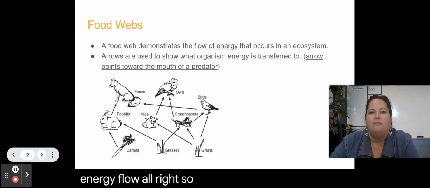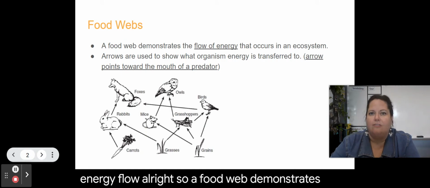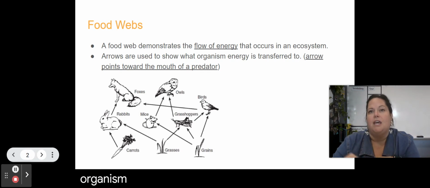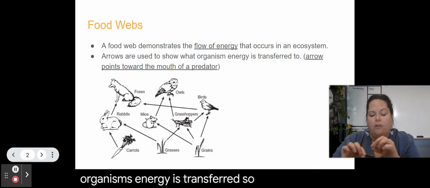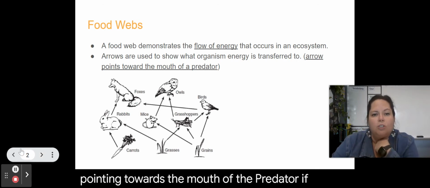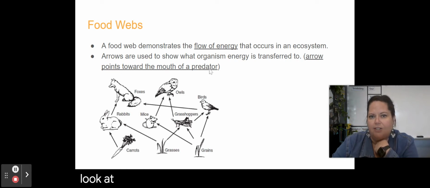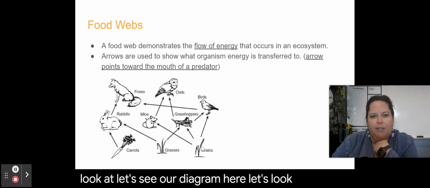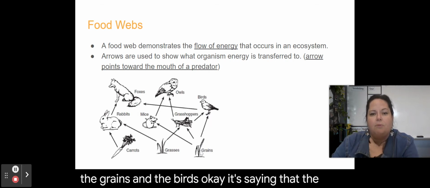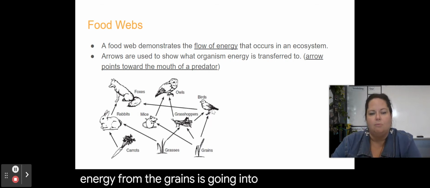All right, so a food web demonstrates the flow of energy that occurs in an ecosystem. We use arrows to show where an organism's energy is transferred. So the arrow is pointing towards the mouth of the predator. If you look at our diagram here, let's look between the grains and the birds. It's saying that the energy from the grains is going into the birds.